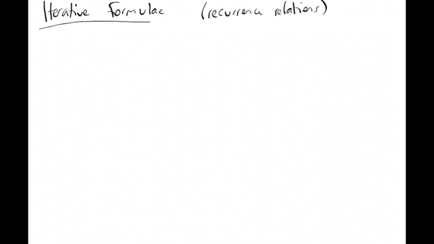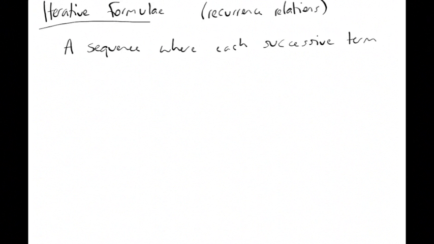Another thing that we need to look at is iterative formulae. They're also called recurrence relations or term-by-term rules. Now, a recurrence relation is a sequence where each successive term is found from the previous term. So you're using the last term or terms to generate the next one.